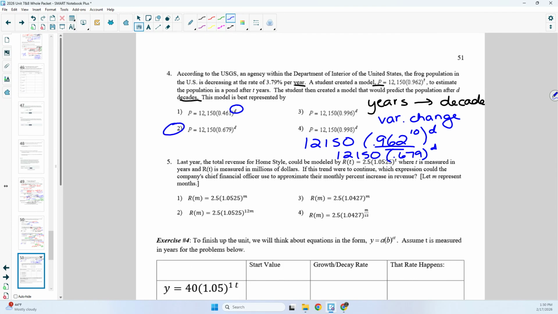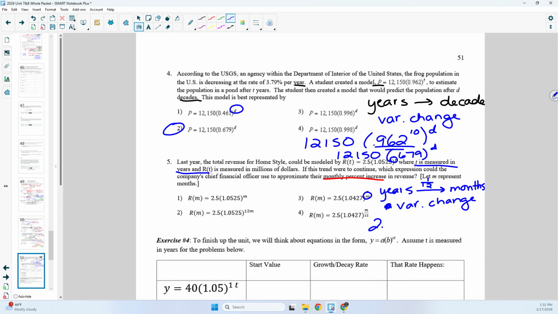So the next problem, we have the total revenue for home style. T is measured in years, and we want to know which one of these we could use for a monthly percent increase. So I know I didn't read the whole thing. T is measured in years. So we have years to months, right, which is getting smaller. So this is 1/12 of that growth. And again, we see we started with T and we're changing over to M. So there is a variable change. So we don't need a balancing number because that's taken care of in changing the variables to months.